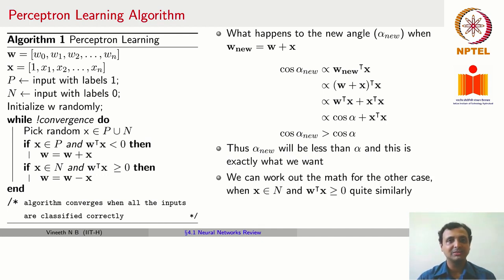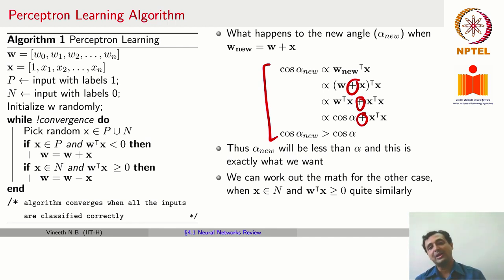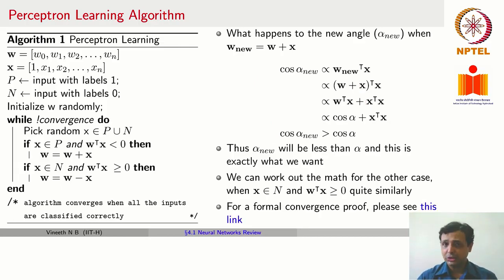But you can work out a similar scenario for points belonging to the negative class, where the output of the perceptron is less than 0. You can work out a very similar scenario. The only thing is you would have a negative sign here, and you will find that the new angle will be greater than the old angle, which is what we would want for a negative class. That should convince you that this perceptron learning algorithm will keep improving in each iteration.